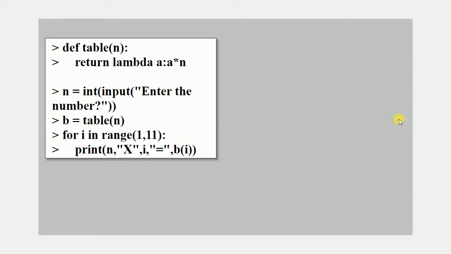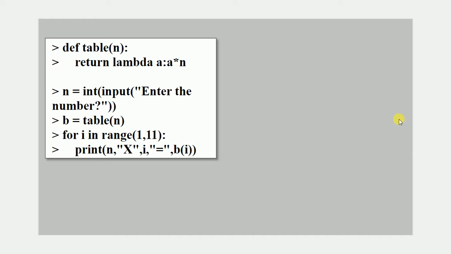So here's another example. Here we create a function def table and return lambda a colon a into n. So when we call this function, it will return a lambda function. So n equal to int input, enter the number. Here we are asking for a number from the user. So let's say we pass 10. So in n, 10 will be stored.